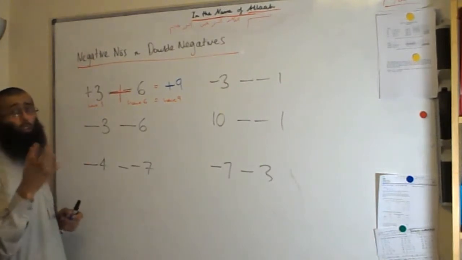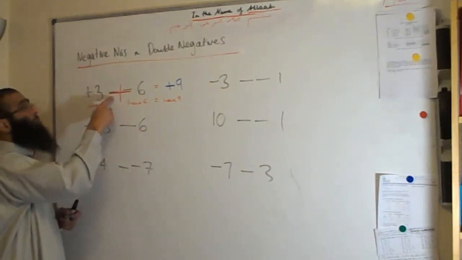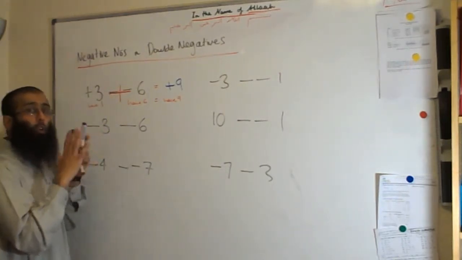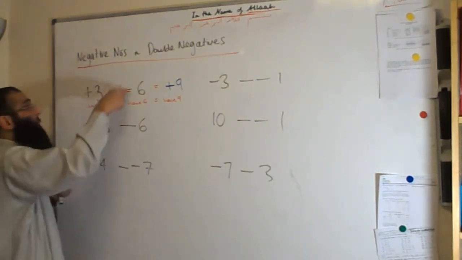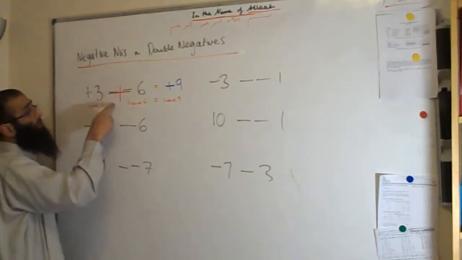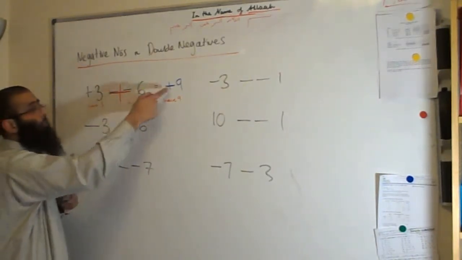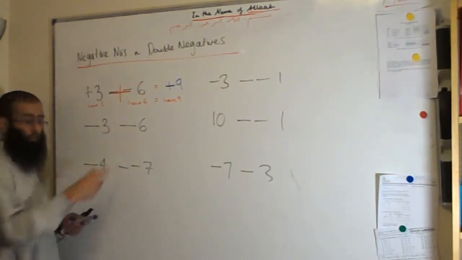Okay, so the question was originally plus 3 take away minus 6. The two minuses which are physically next to each other with no number in between them, they qualify to be changed into a plus, which I've done in red. So now the question reads plus 3 plus 6, which equals plus 9. Let's look at this next question over here.